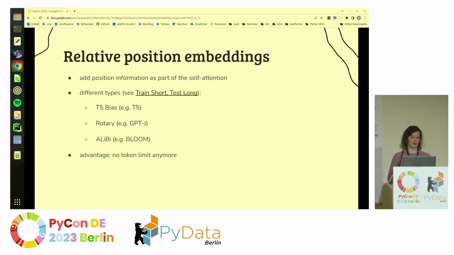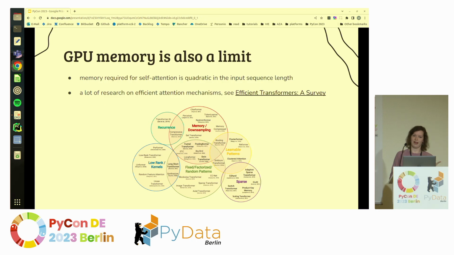There's different flavors of this, and I linked you here the Train Short, Test Long paper, which is a really nice comparison of training and inference speed, memory consumption, and generalization to longer sequences for these different methods. But the key takeaway here is that if you have relative position embeddings, there is no token limit. You can feed a sequence as long as you want to the transformer. Or rather, as long as your GPU wants.